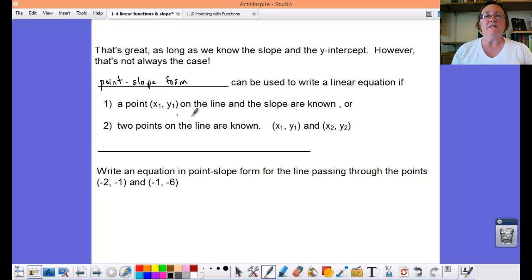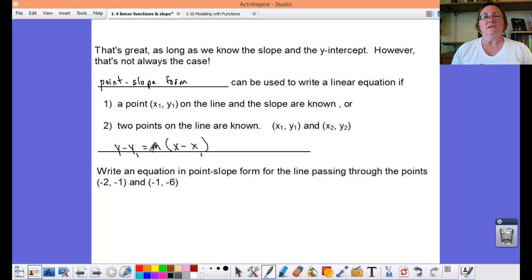See, it doesn't have to be the intercept, just some point on the line and the slope. Or if you know 2 points on the line, because then you can find the slope. The format for the point-slope form is this: y minus y1, where y1 is the y from one of the points, is equal to the slope times x minus x1, the x from the point. Okay, x and y are part of the deal here.